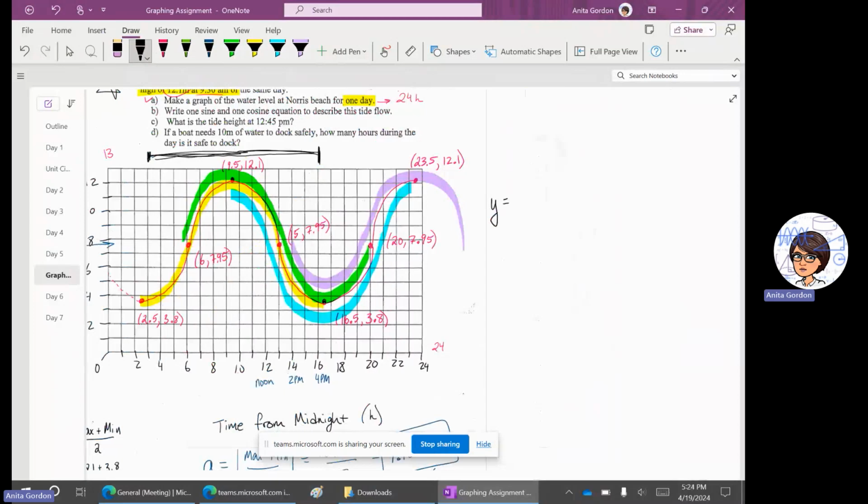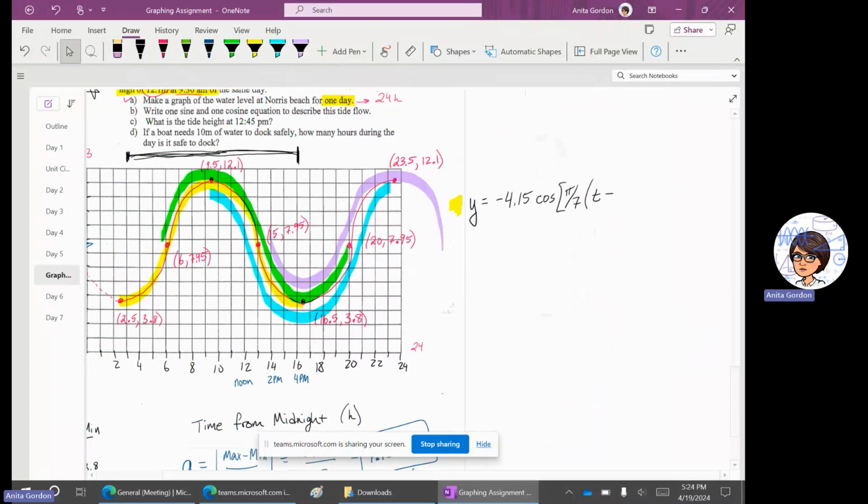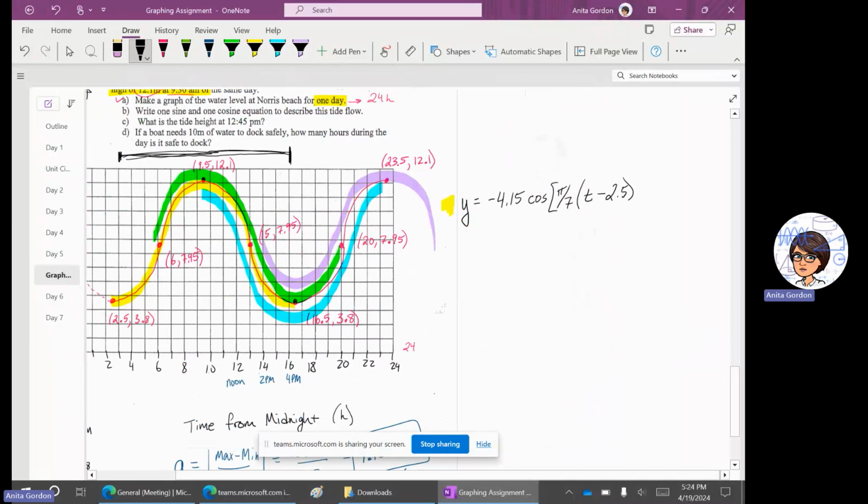So let's look at the yellow. If I'm writing the equation for the yellow function, it is a bell curve. So it's a negative cosine. Negative 4.15 cosine pi by 7 t minus, where does the yellow graph start on the x-axis? It starts at 2.5 hours. So 2.5 plus 7.95, right?